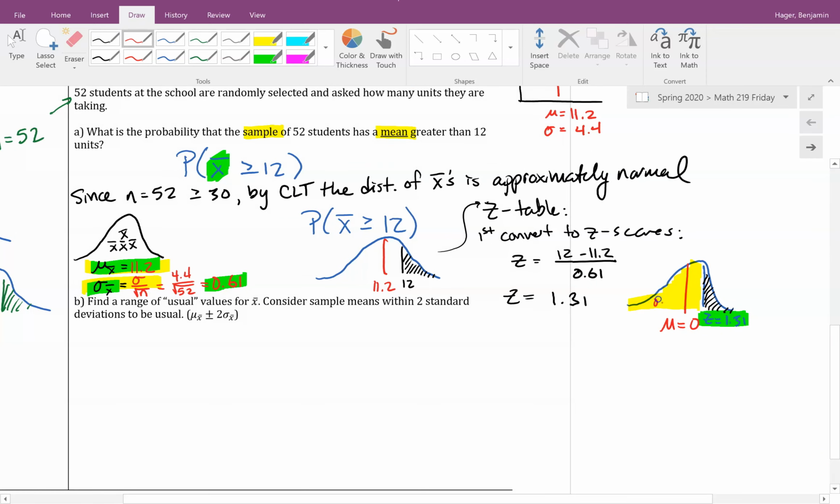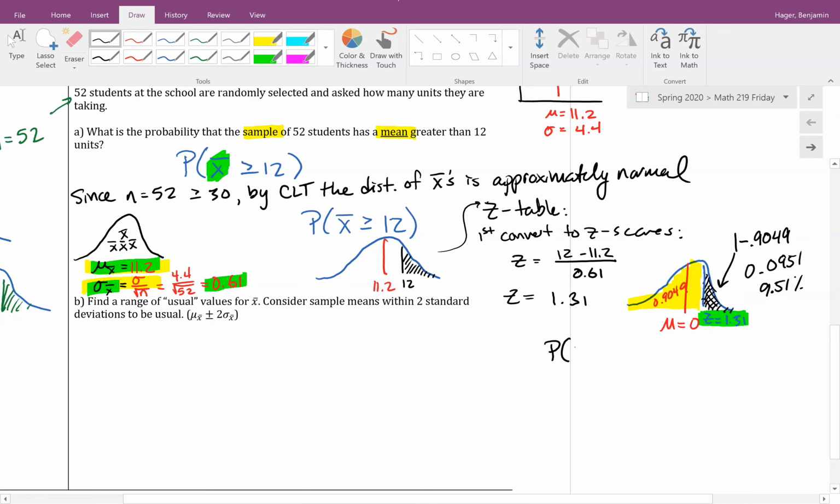This area here is 0.9049. So if I want this area, the part that's shaded here in black, it would be 100%, or 1 minus the 0.9049 I do not want. So that is 0.0951, or 9.51%. So that's the probability I'm looking for.